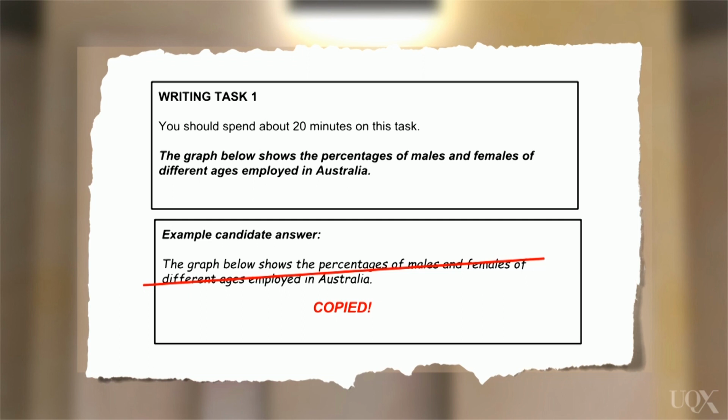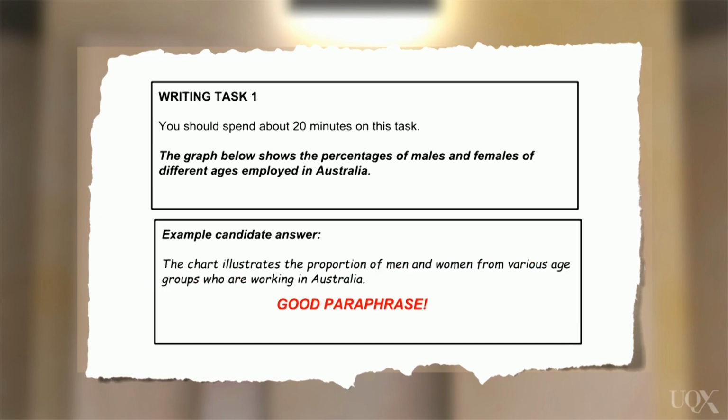Therefore, to introduce the general topic of the visual and explain the type of information that it shows, you need to paraphrase the description given in the question. So, let's take a look at a good example of paraphrase. Here, by paraphrasing, the candidate has shown the examiner that they have understood the information correctly and that they have some range in terms of vocabulary and grammar.